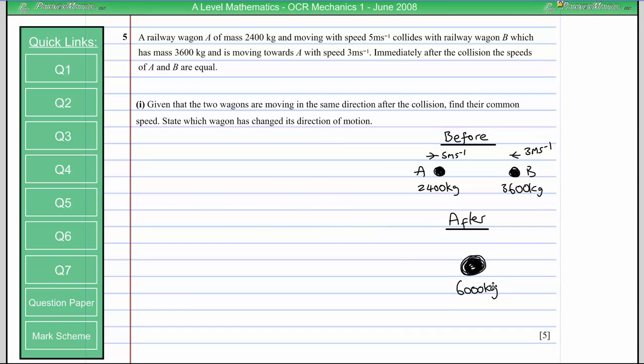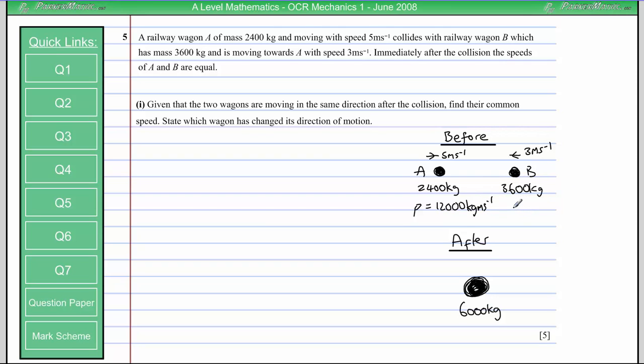And we want to know the speed it's travelling at and which direction it's going in. I'm just going to create myself a little bit of space above here. If I want to know which direction it's travelling in, I just need to consider which particle has the most momentum. So for particle A, we're going to do 5 times 2,400, that's 12,000 kilogram meters per second.